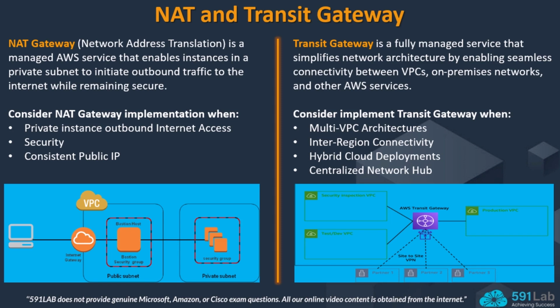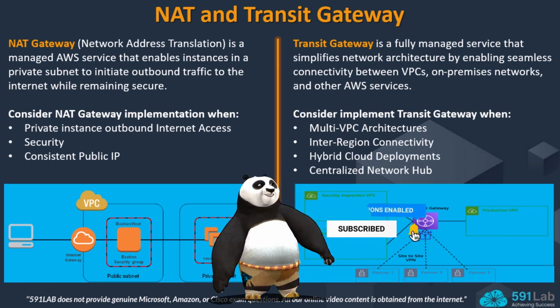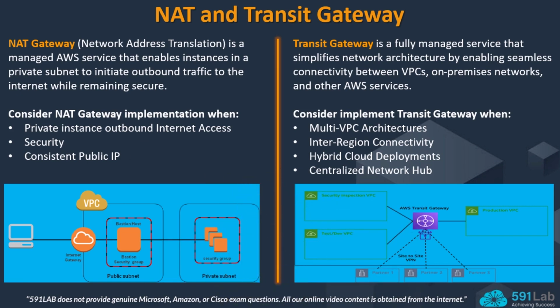NAT Gateway is used for providing private instances in a VPC with outbound internet access, maintaining security by not exposing private IP addresses. Transit Gateway serves as a centralized hub, streamlining communication across multiple VPCs within a region or across different AWS regions, as well as providing secure connectivity to on-premises data centers in complex network architectures. You can utilize either NAT Gateway or Transit Gateway based on your specific requirements and network architecture. Let's dive into the console to explore how we can leverage VPN, network address translation, or NAT gateways and transit gateways to establish secure connectivity.